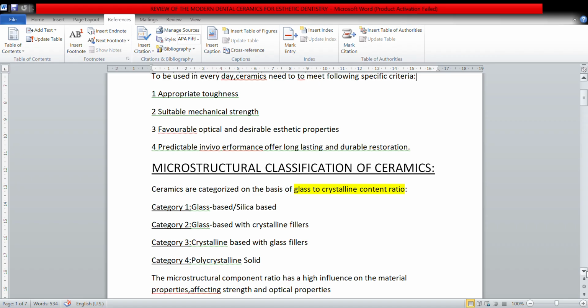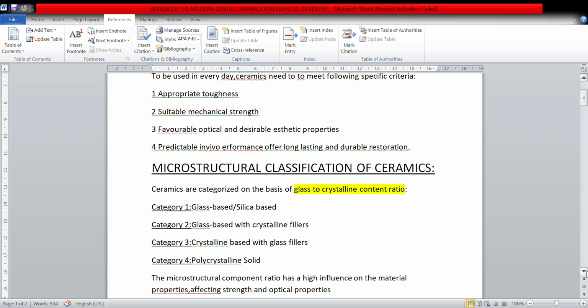Now, what is glass based or silica based? Glass is basically an amorphous solid where the molecules are not organized. They have no definitive lattice pattern, so they are also known as silica based. They are aesthetically superior due to the glass base, but they are weak and from the occlusal point of view, they cannot withstand occlusal forces.